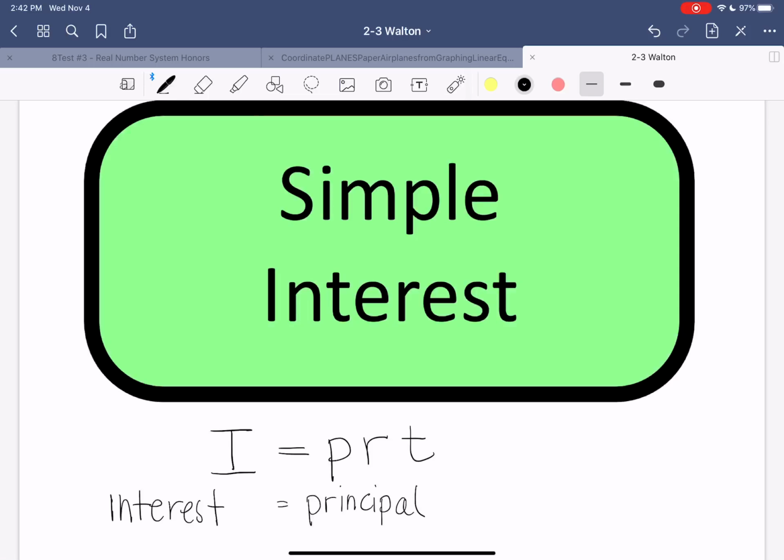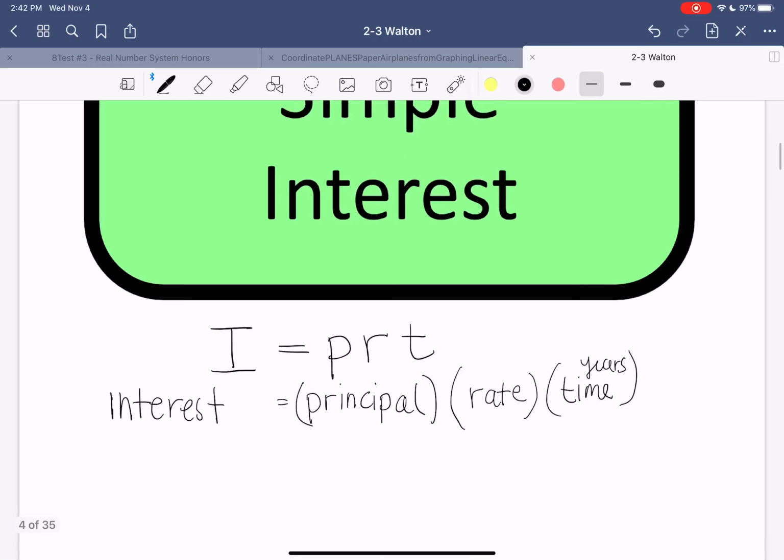or borrowed. And this is multiplied times our rate at which the interest is accruing. And our T stands for time. And this always has to be in years. So as we move forward, we're going to be looking at this formula today.